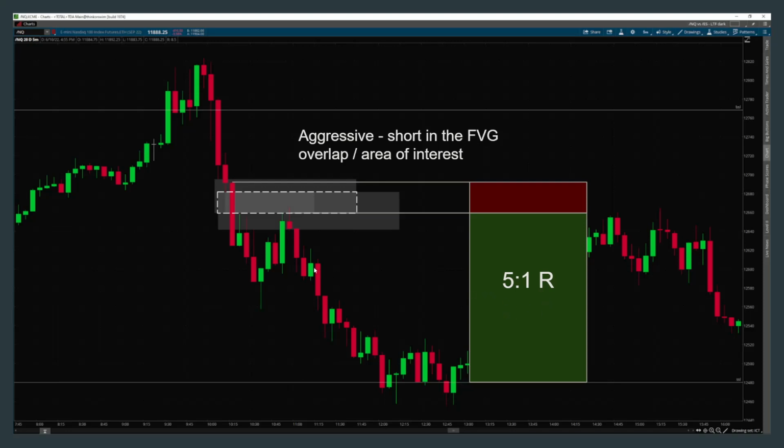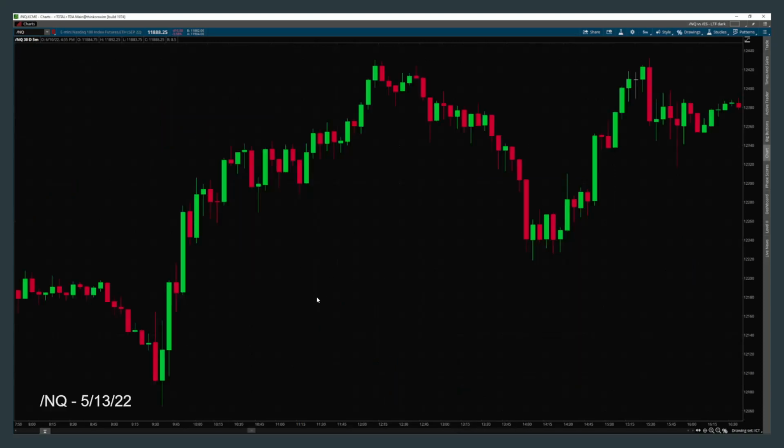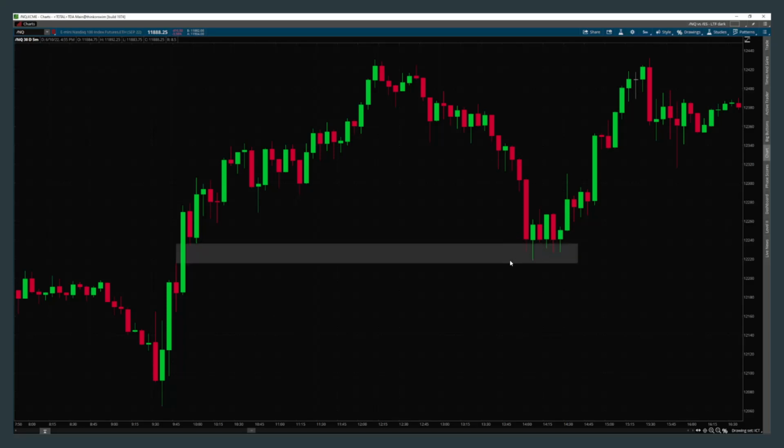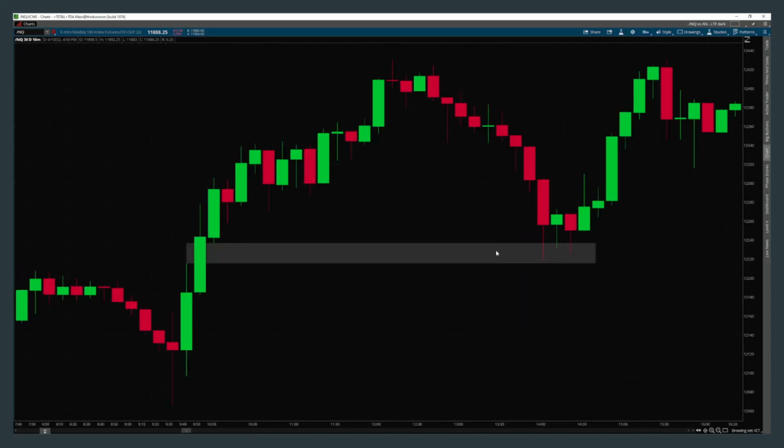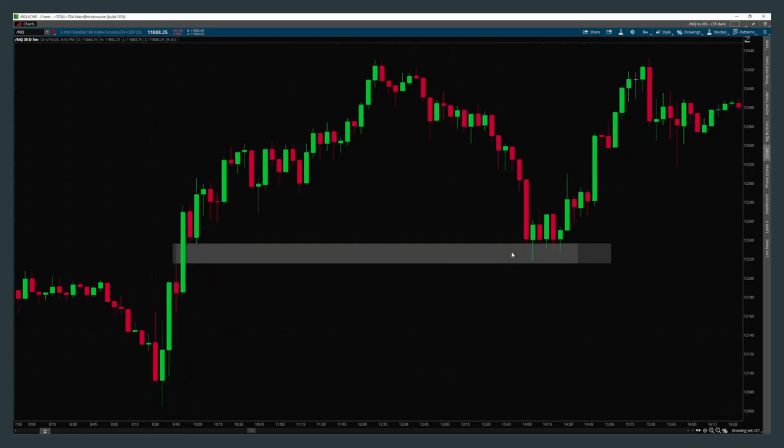Now let's look at another example from May 13th. Starting again with the 5 minute chart, is there anything we could have seen to let us know that this afternoon pullback was a buying opportunity? Well, we do have a 5 minute fair value gap. What about on the 10 minute chart? We see the same thing right here. If we put the two together, this is what we get.